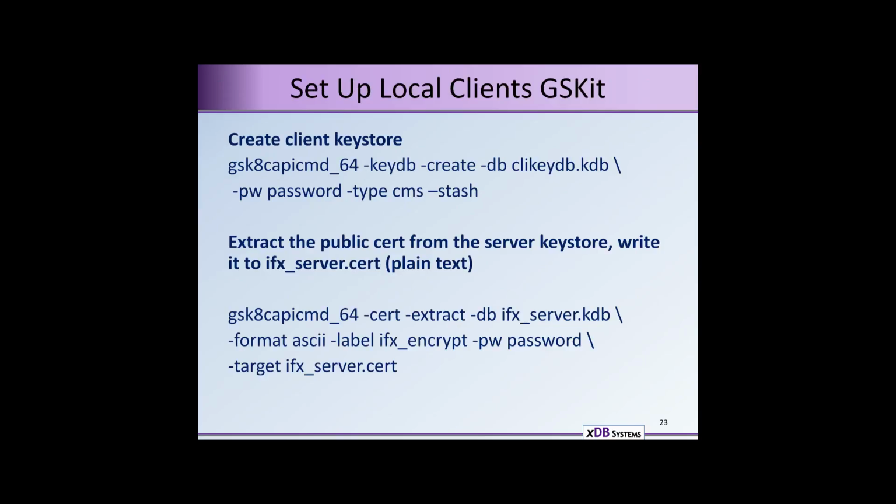What we need to do now is get our public key from our server. So we're going to go back to our ifx_server key store. This is our server key store. And we're actually going to call -cert -extract. So we're pulling out the public key certificate, and then at the end there, we're giving it -target ifx_server.cert. It'll create a new file of that name. Note the password here is the server password. So all of this is pulling it from the server key store.